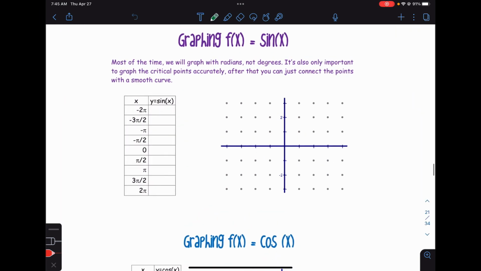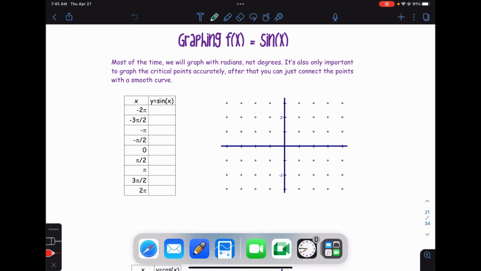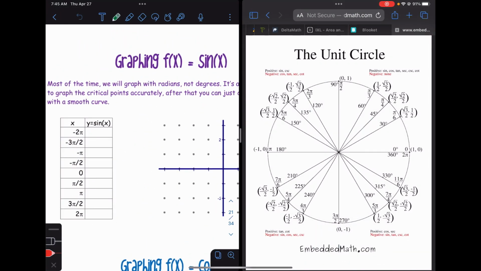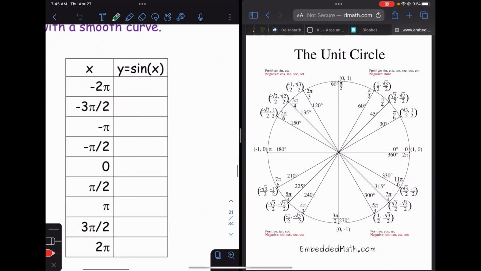First off, when we graph sine and cosine, or trig functions in general, typically we use radians. You can use degrees, but it's just more common to use radians. So I'm going to go ahead and pull up the unit circle. And here, our x value is negative 2 pi.